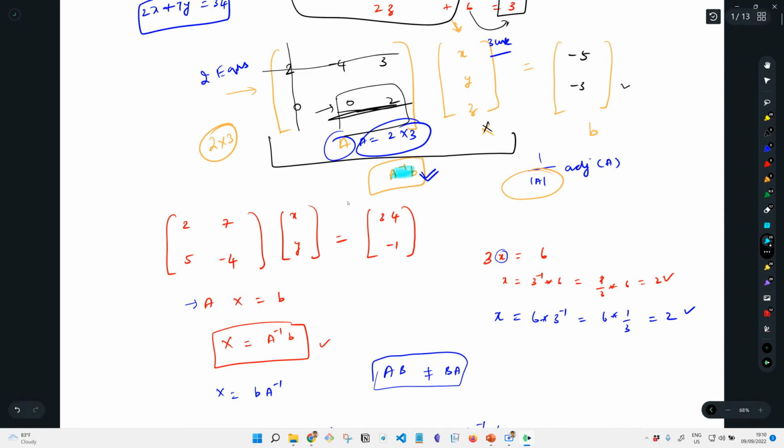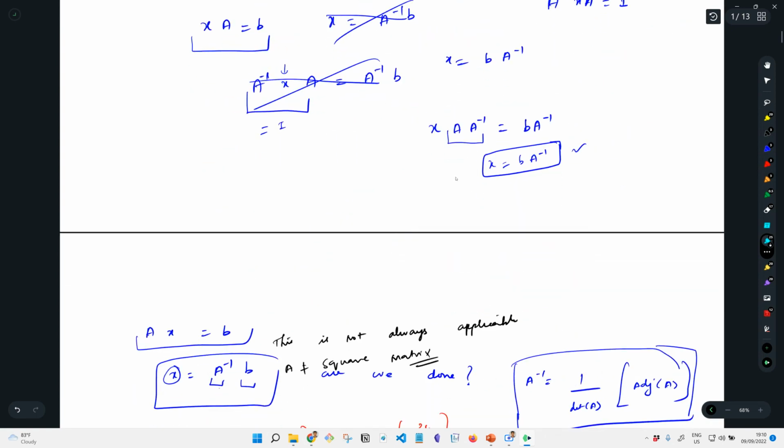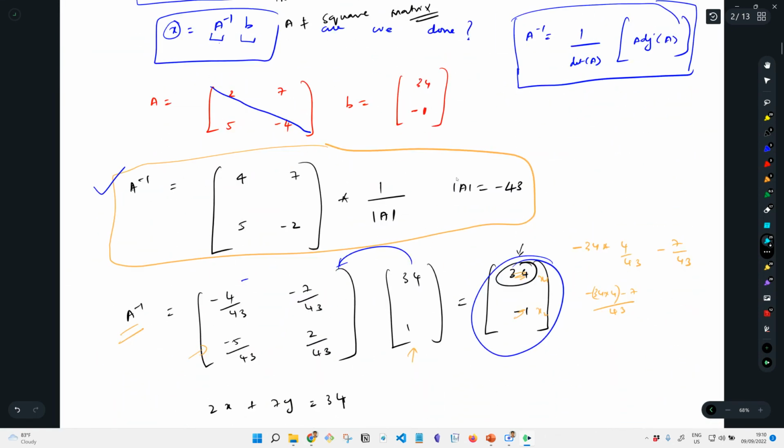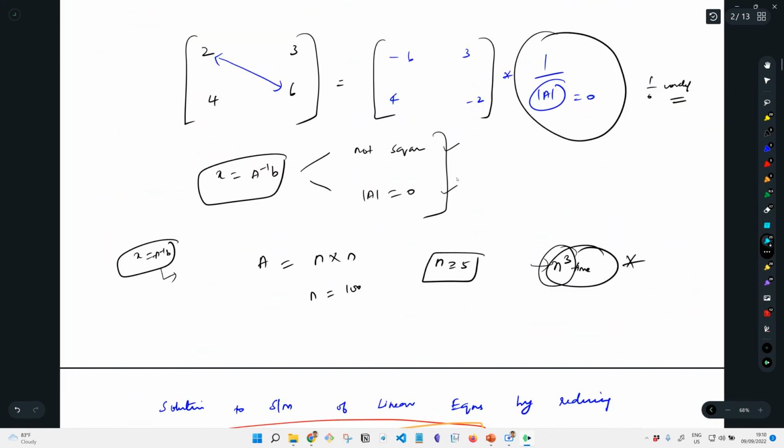Now there is one other computational reason why you will not want to use A inverse b to find the solution to x. Why? Because inverse computation takes order n cube time. This is one computational reason why you don't want to use A inverse b to find x, even in cases when the determinant of A is not 0 and A is a square matrix.